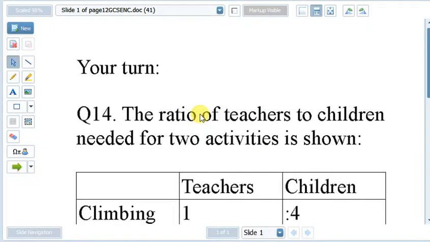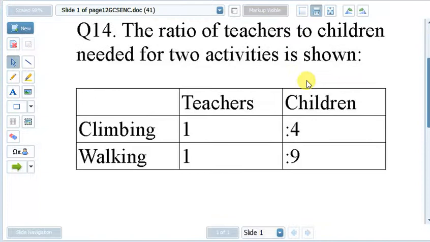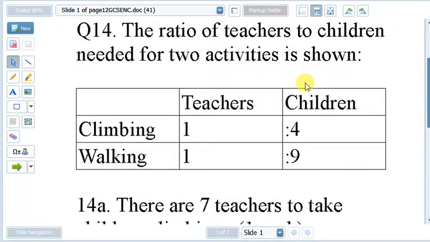Okay, so next question, and this is a ratio question. The ratio of teachers to children needed for 2 activities is shown, and this is what we do when we take pupils out on school trips. We've got to have so many teachers per pupil for safety reasons. For climbing, you need 1 teacher for every 4 children, and that's because it's quite a dangerous activity. And walking, which is less dangerous, you need fewer teachers per child.